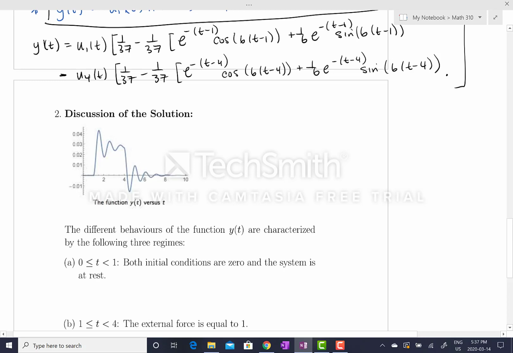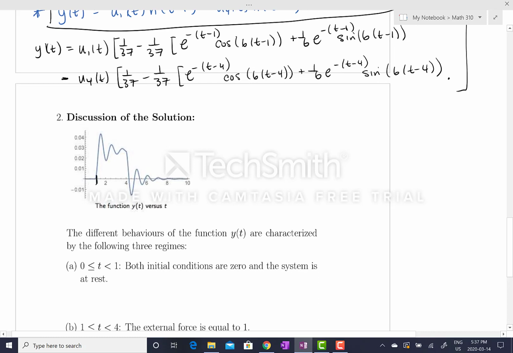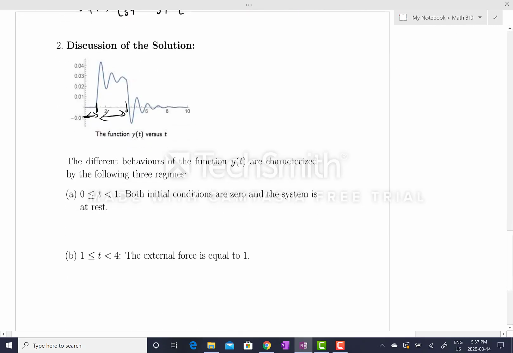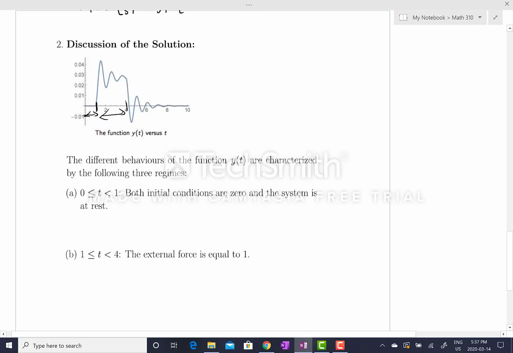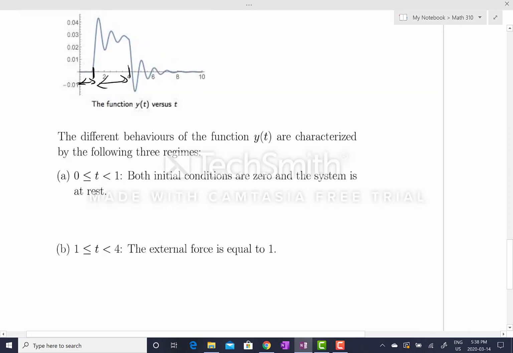I'm going to divide that into three different regimes: 0 to 1, 1 to 4, and after 4. So 0 to 1 is this area right here, 1 to 4 will be this area right here, and then after 4. What's happening between 0 and 1? Both the initial conditions are 0, and the system is at rest, and no force has been applied.